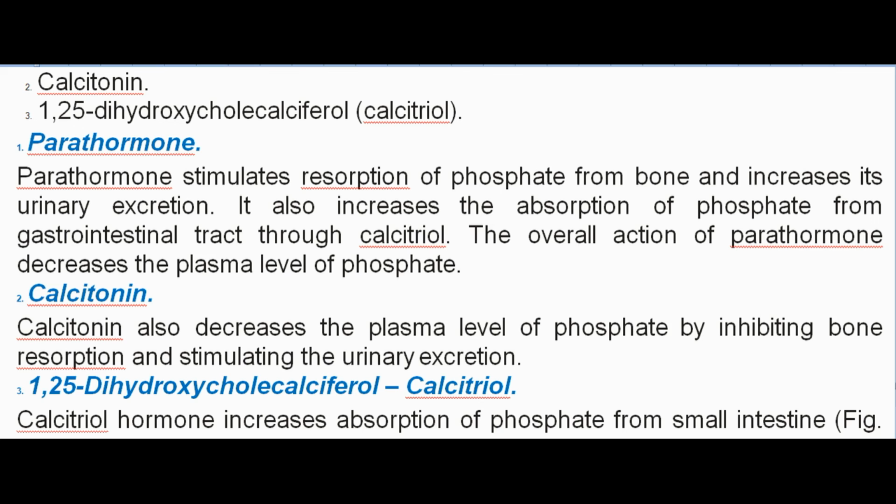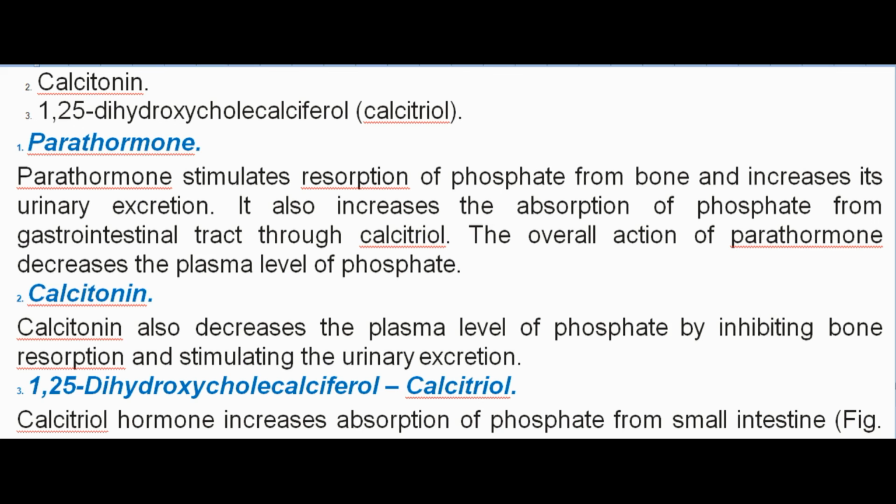1,25-dihydroxycholecalciferol, calcitriol. Parathormone. Parathormone stimulates resorption of phosphate from bone and increases its urinary excretion. It also increases the absorption of phosphate from gastrointestinal tract through calcitriol. The overall action of parathormone decreases the plasma level of phosphate.